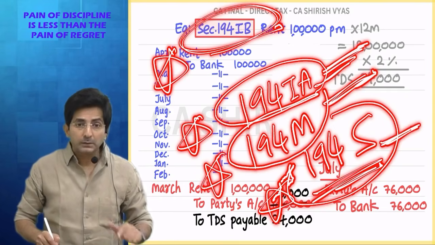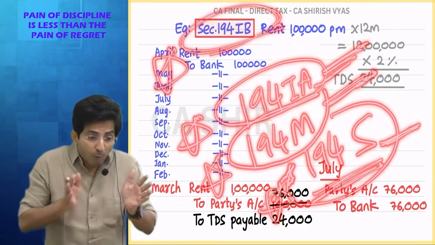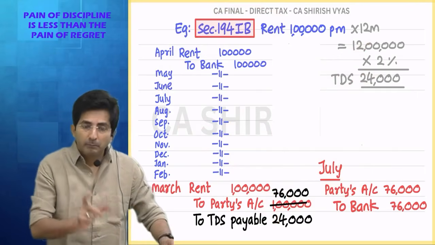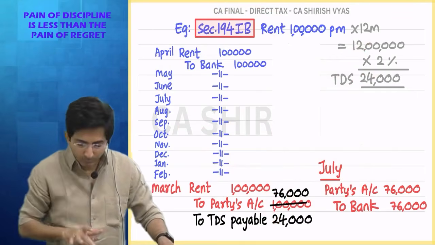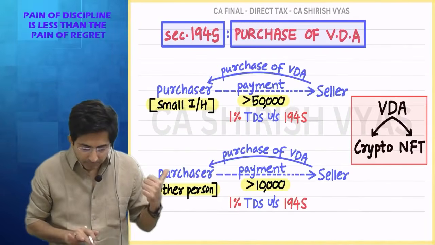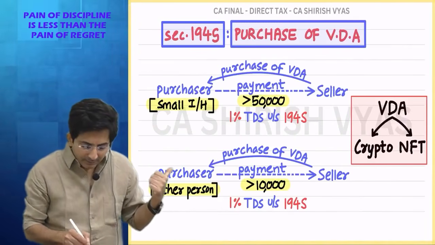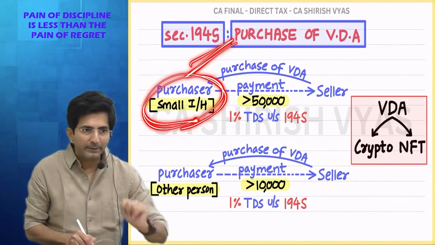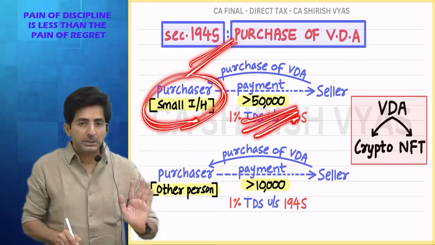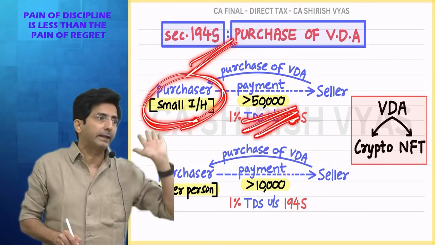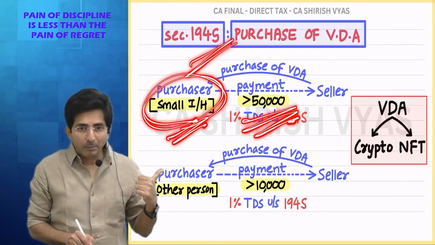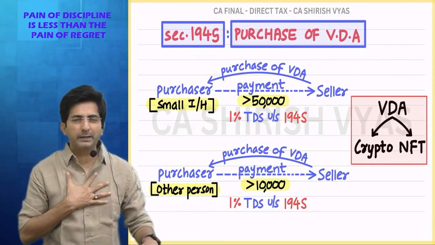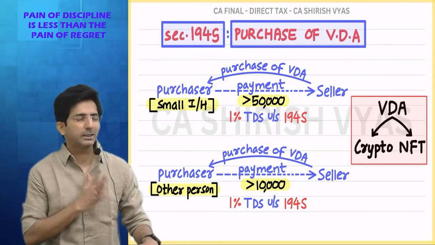In 194S, cryptocurrency, small individual HUF is also required to deduct TDS in cryptocurrency. For them, the threshold is 50,000. You forgot cryptocurrency section. In 194S, even small individuals have to comply with TDS. Yes, for them there is a special threshold of 50,000, only above 50. But even they are troubled. So in short, there are 4 sections where government also feels unnecessary we are torturing small people.